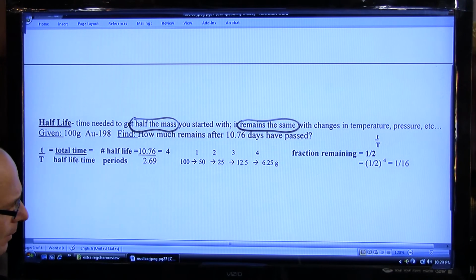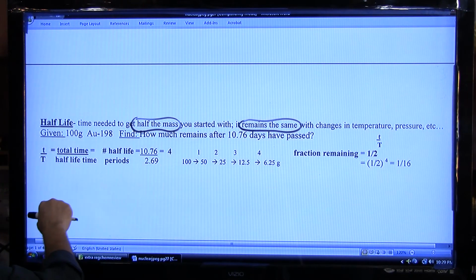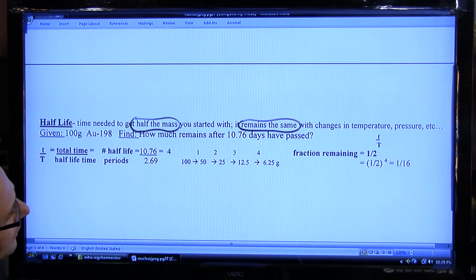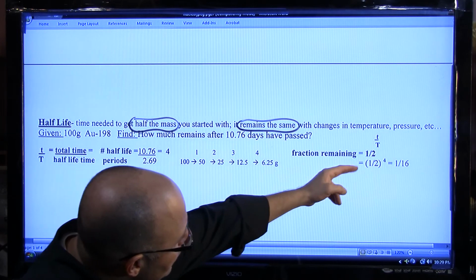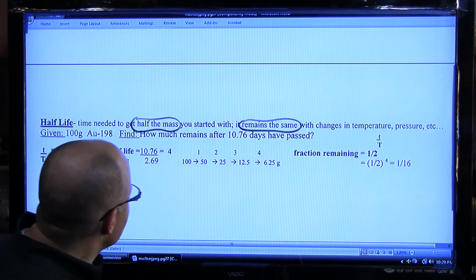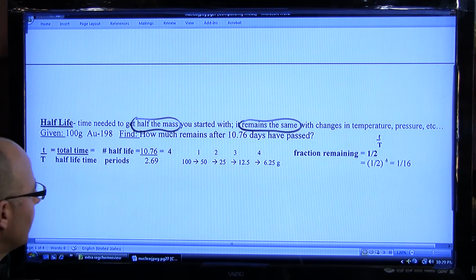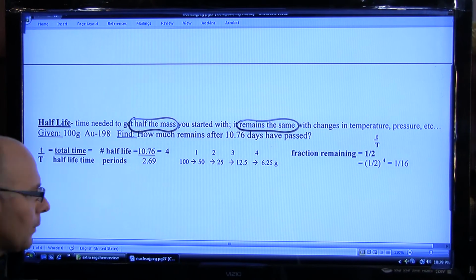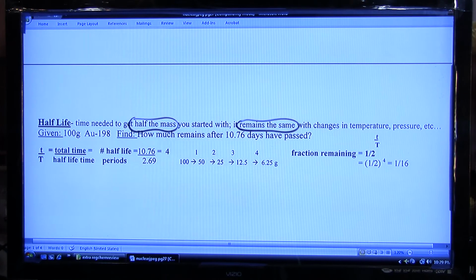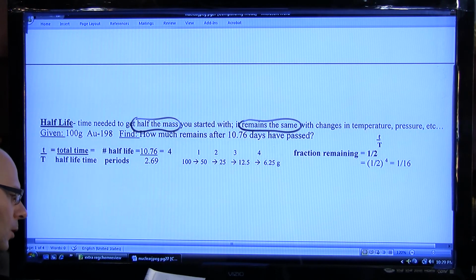And in the back of your reference tables, in Table T, you should see these formulas there. That is, total time over half-life time is the number of half-life periods, and the fraction remaining is 1/2 to the T over T, which is what we just mentioned. All right, so let's do a typical half-life problem, and if you're stuck, again, you want to refer to the extended unit.